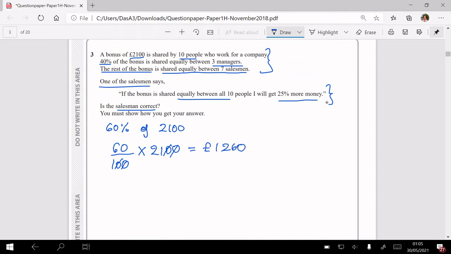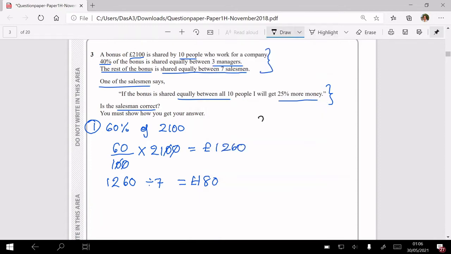That should give you £1,260. Now we have to divide it by 7 to see what one salesman gets. You can use long division here, and that should give you £180. So this is the first scenario.